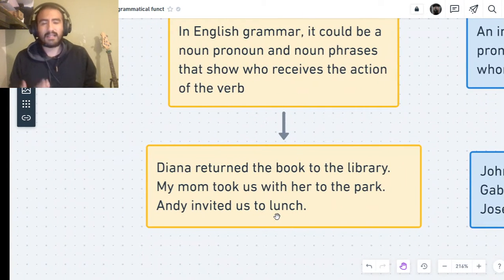And the last one is Andy invited us to lunch. What is Andy doing? He is inviting us to lunch. Invite is the verb, is the action, and us is the direct object.